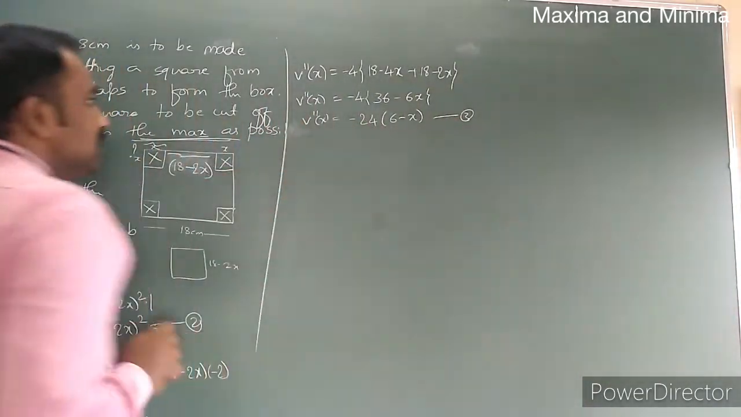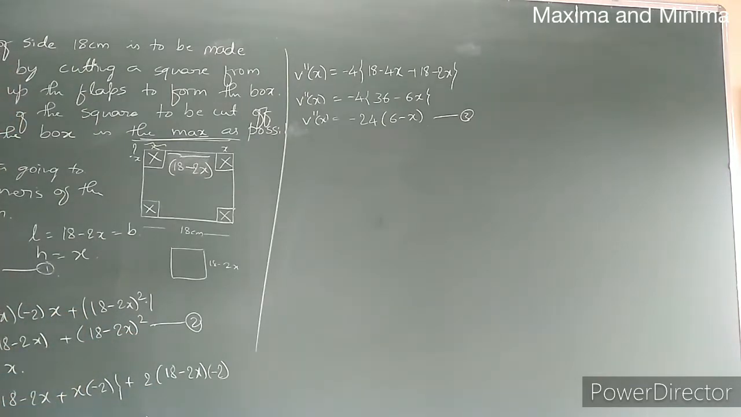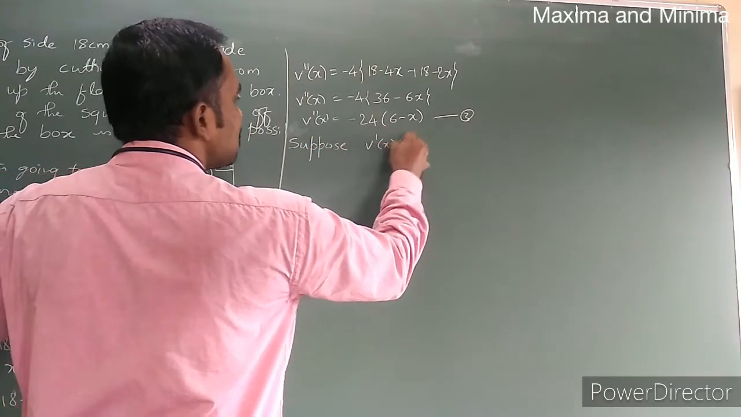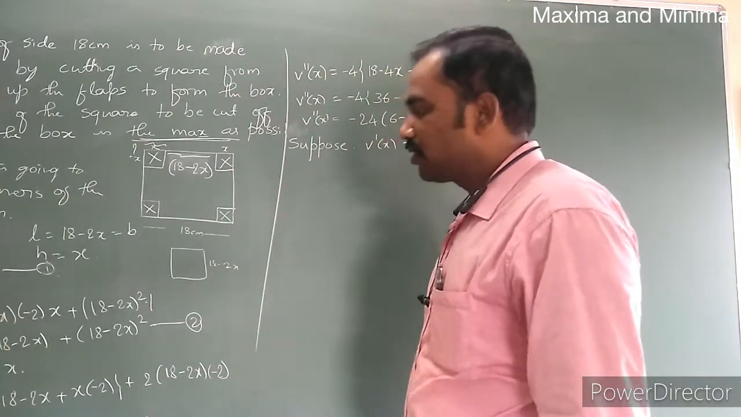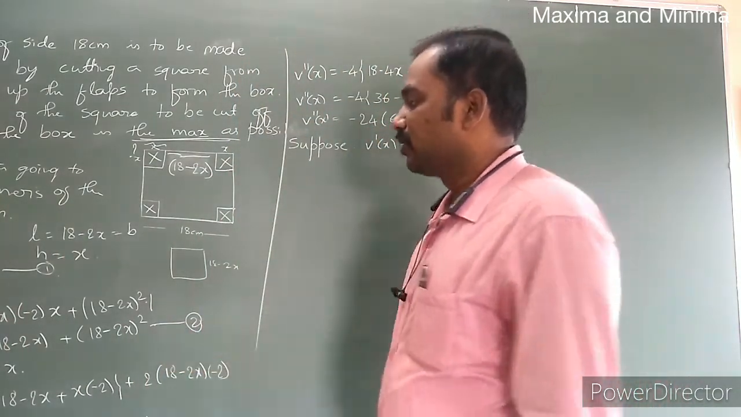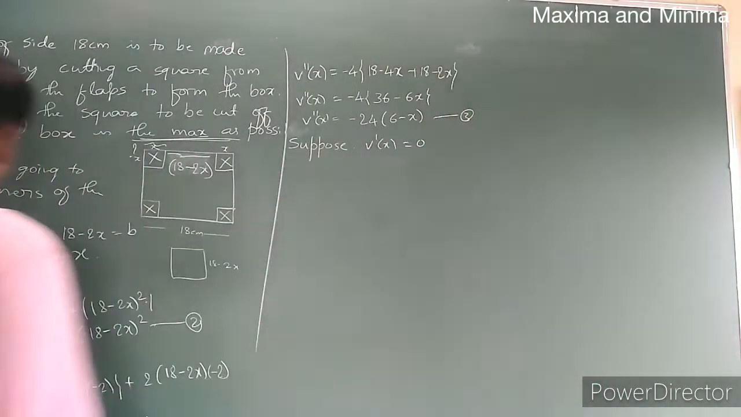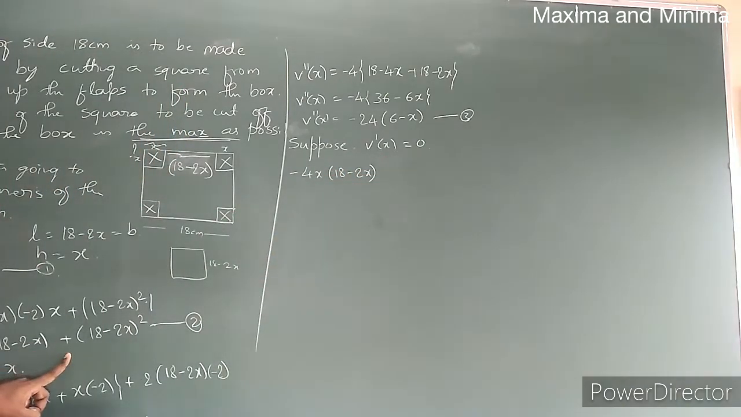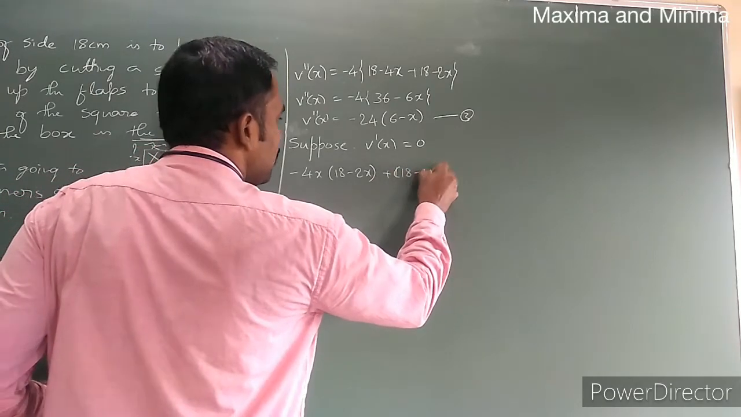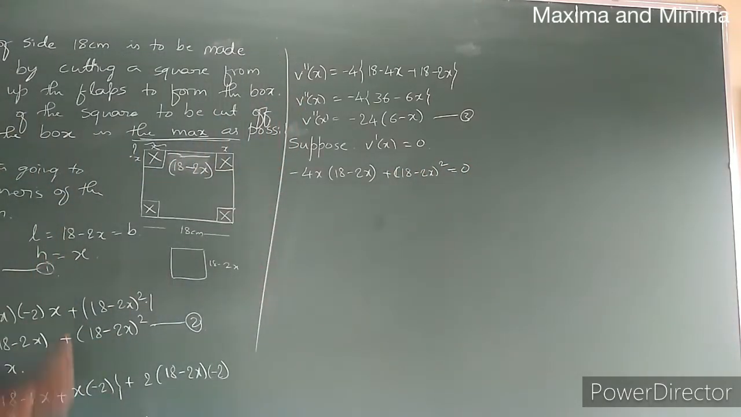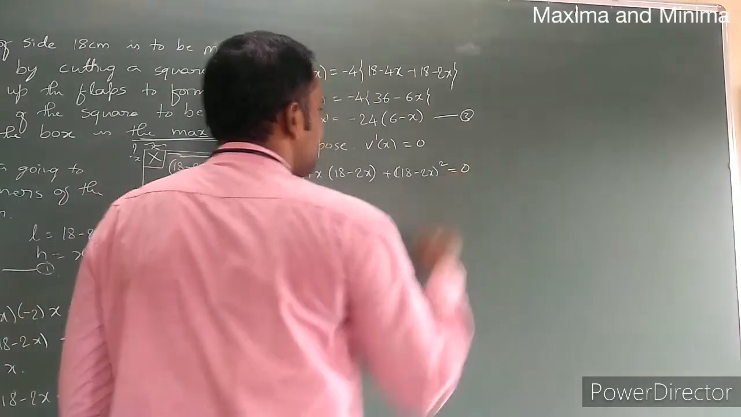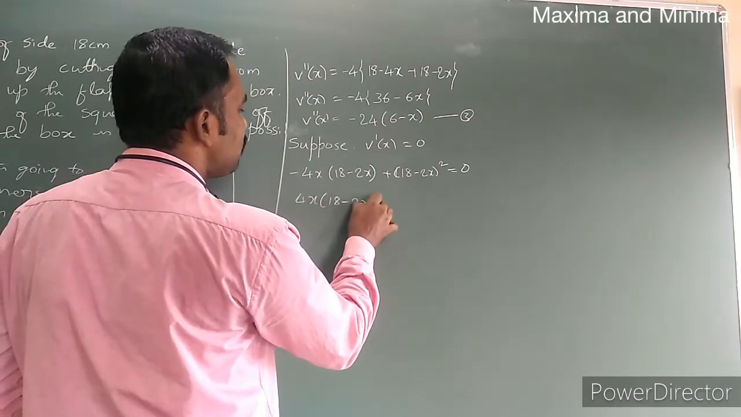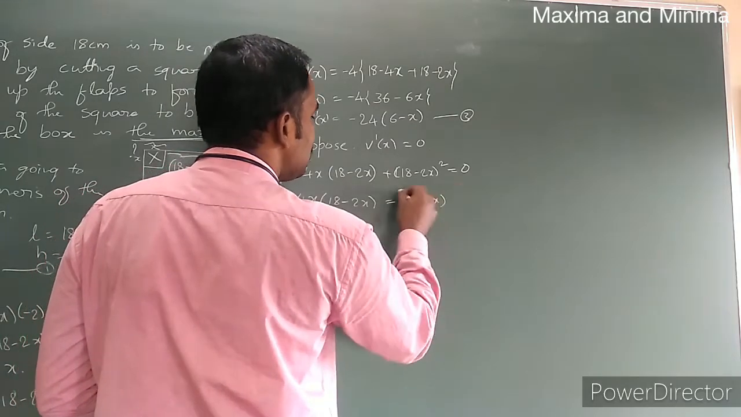Now, I am just going to find that critical point. I am going to use the second derivative to find the critical point. How to find the critical point? Suppose first derivative P dash of x is equal to 0. Where is the P dash of x? Equation number 2. So, what is the P dash of x? Minus 4x into 18 minus 2x plus 18 minus 2x whole square is equal to 0. Now, simplify this one to find the x value. So, I just write plus 4x into 18 minus 2x is equal to 18 minus 2x whole square.